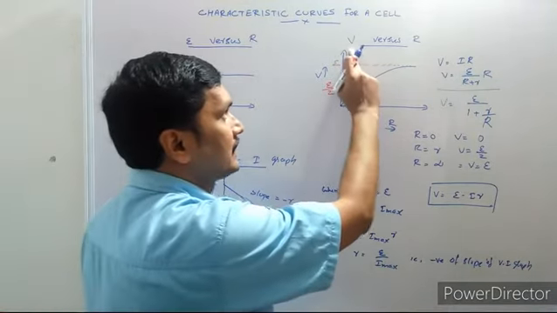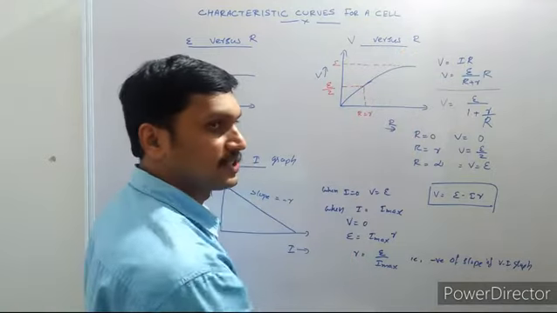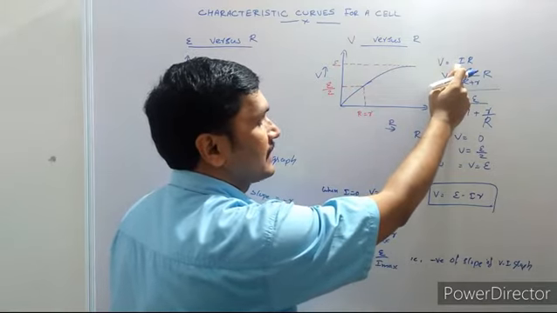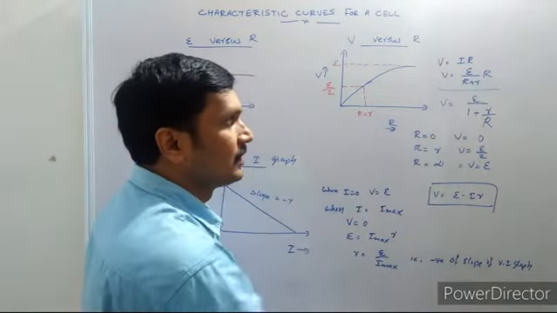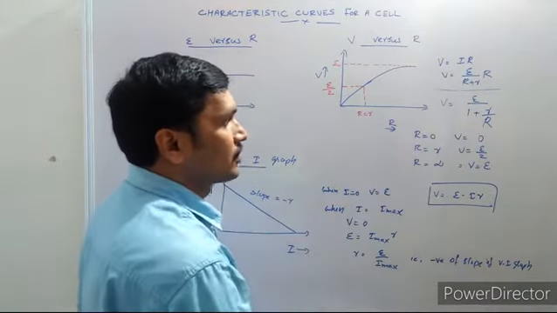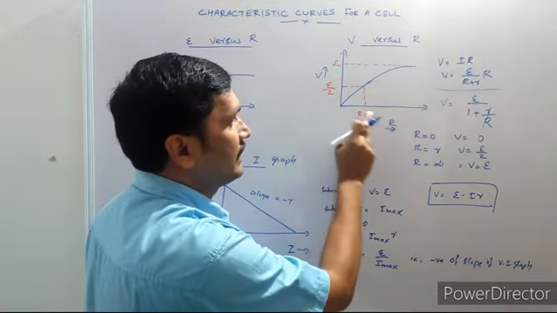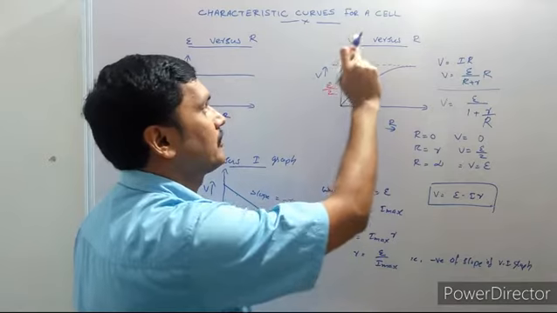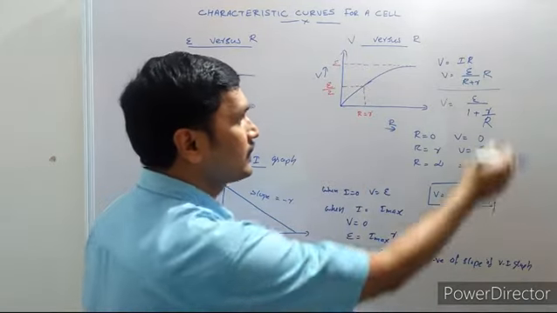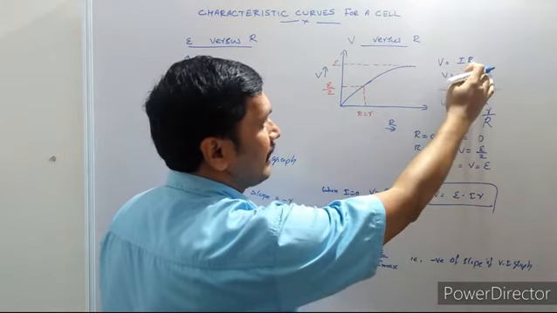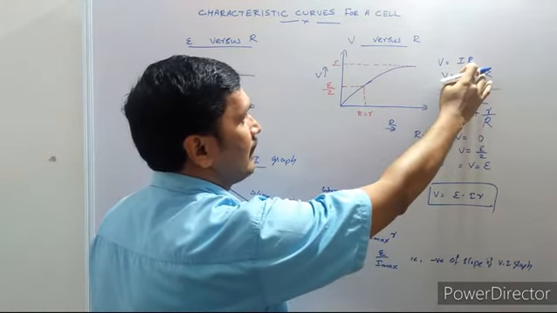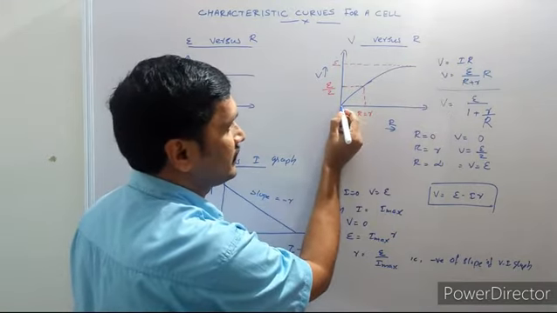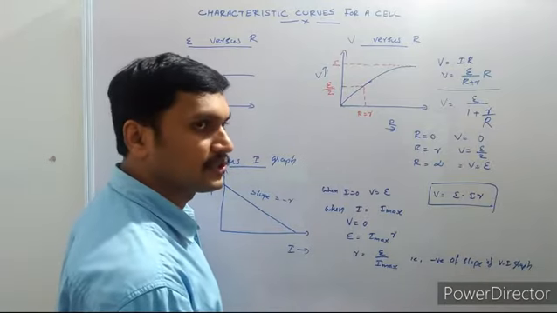Now a graph between the terminal potential and the external resistance. We know that the terminal potential can be written as the current drawn from the cell into external resistance, V is equal to I into R. So we are plotting a graph between V and R by taking the external resistance R on the x-axis and terminal potential on the y-axis. First, put R equal to 0. When external resistance is equal to 0, the terminal potential difference V is equal to 0.